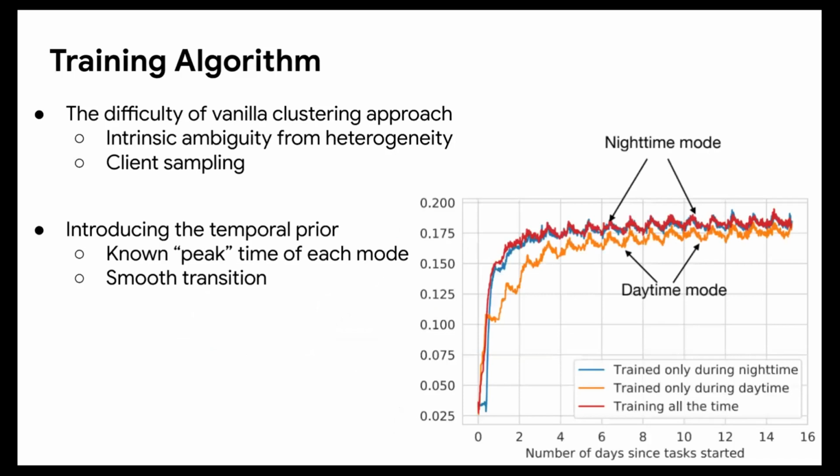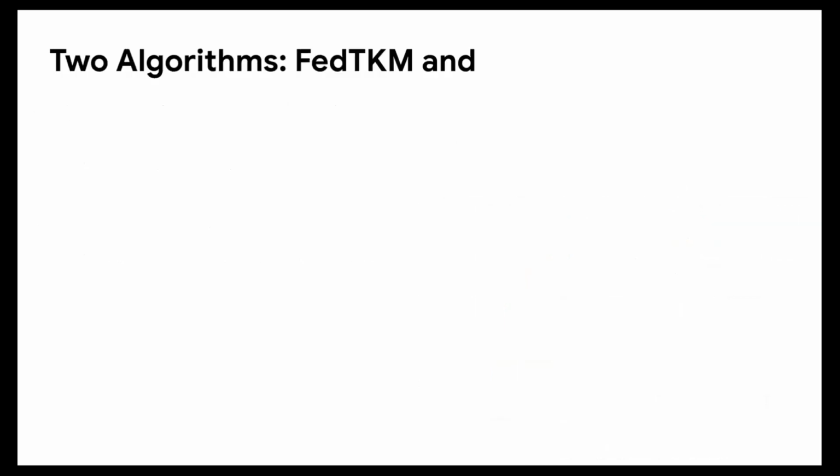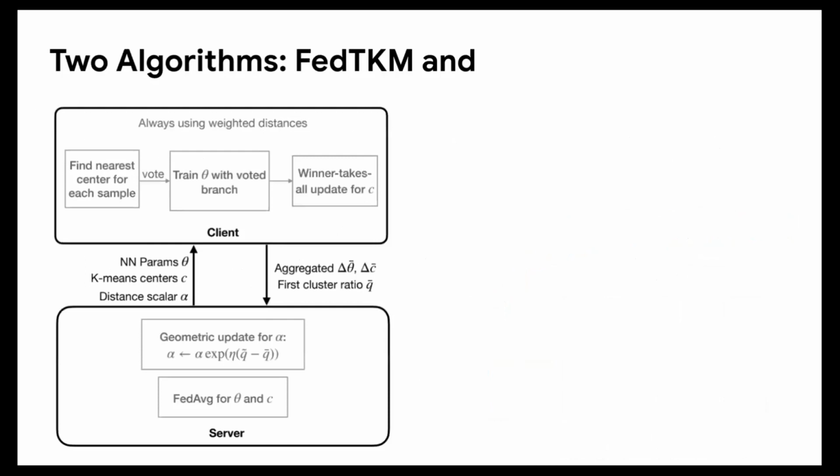For this specific problem of periodic distribution shift, we introduce a temporal prior. These periodic distributions give us some difficulty, but also give us some advantages, or some priors we can use. Specifically, we know the peak time of each mode, and we know that we will smoothly transition from one mode to another. So based on this, we developed two algorithms.